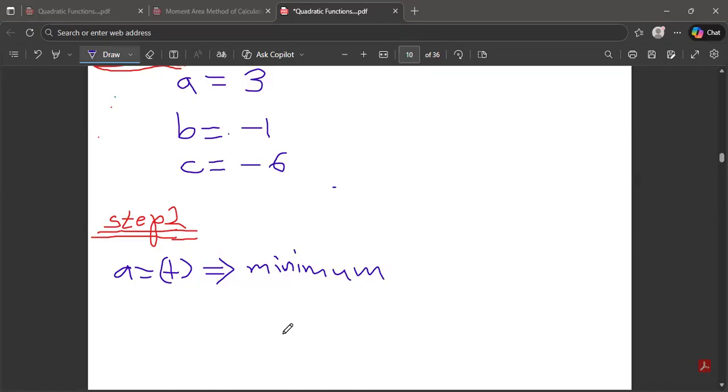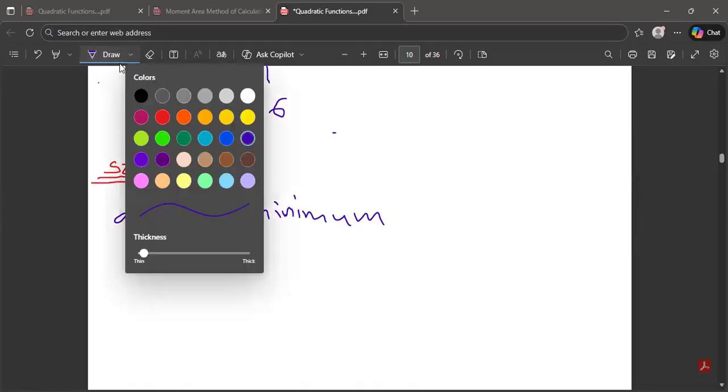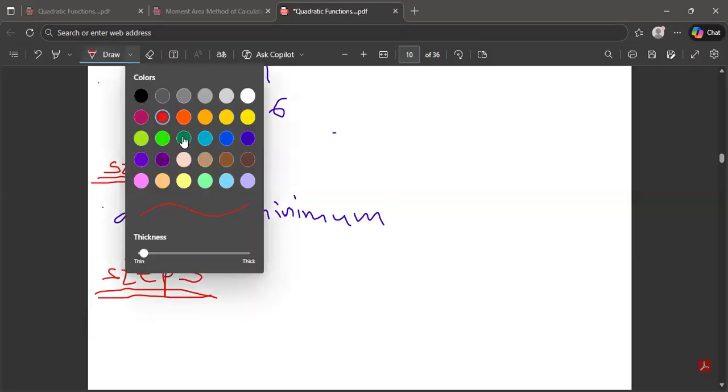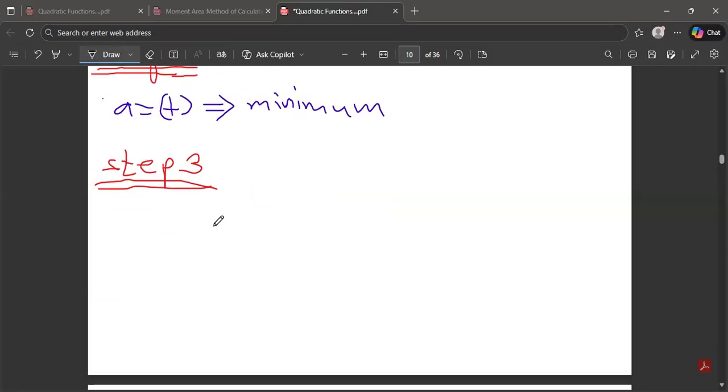So what do we do next? We come to our step 3. Quickly tell me what you are going to be doing in step 3. We find the x at the vertex. For the vertex at x, which formula did you say we are supposed to apply? The vertex at x is negative b over 2a.